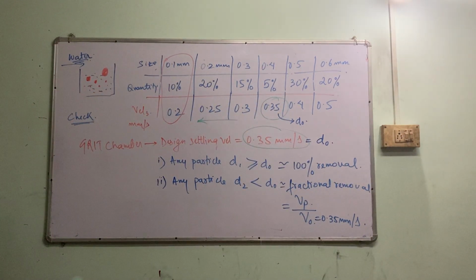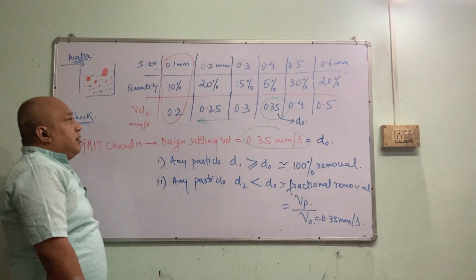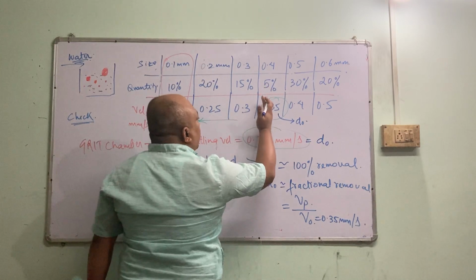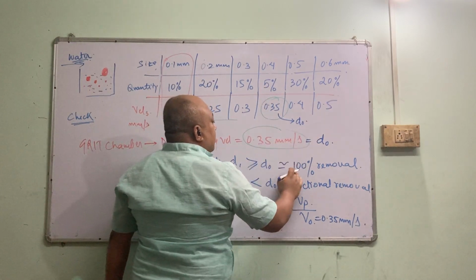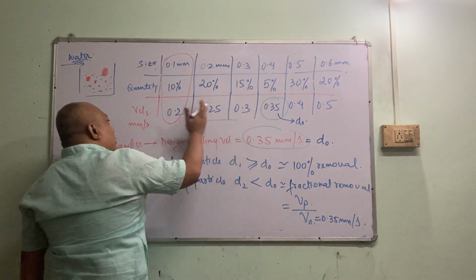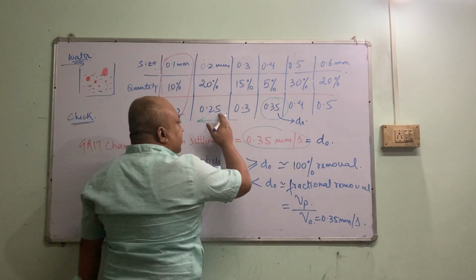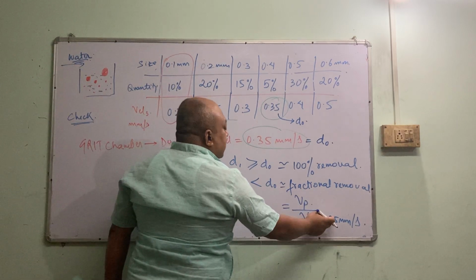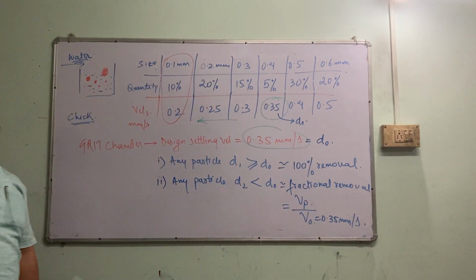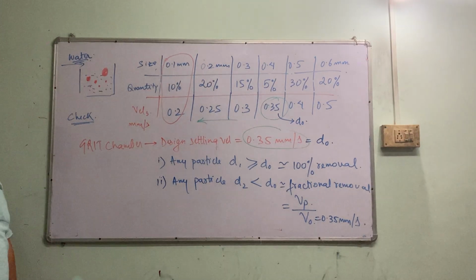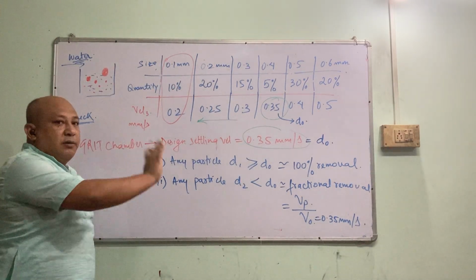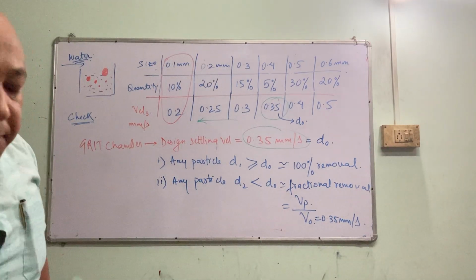I'm going to replicate everything right now. So over here, we have two parts. The first part is particle size equal to or greater than this side. This will be 100% removed. Or on the smaller side, they will be removed in a fraction, and the formula is Vp by V0. Whereas our V0 is 0.35 mm per second. Is that clear? Okay. Now let me run it off. If you want to see again, you can pause the YouTube and you can see. Okay. Let me continue.